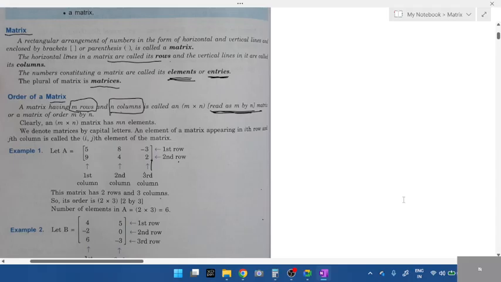First I'll teach from here. Later if you want, you can go through your textbook, students. Even from your textbook, I'll solve few questions. M into N matrix, M into N elements. That is fine. We denote matrix by capital letters.